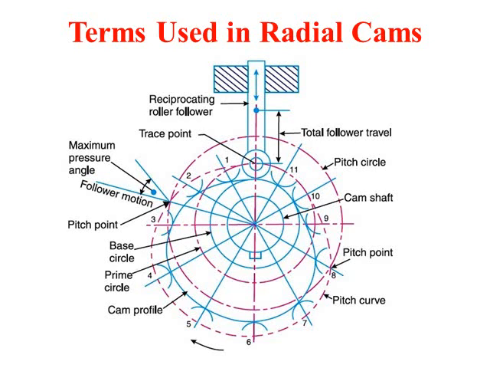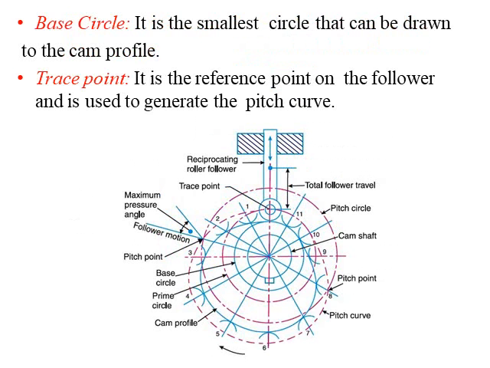For this purpose, as already said, since radial cams are widely used in actual practice, we'll take a sketch showing the terms used in a radial cam. The type of follower here is a roller. The first term is the base circle. Whenever defining the base circle, please look at the sketch that has been given, and read and study the sketch accordingly. Base circle is the smallest circle that can be drawn to the cam profile.